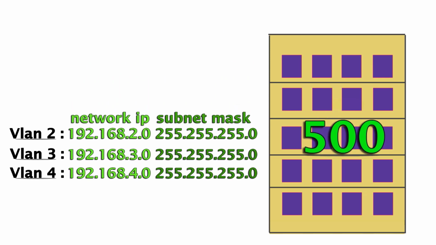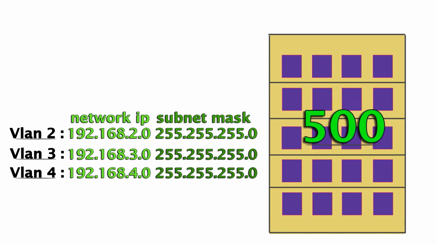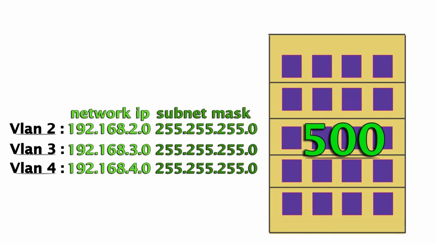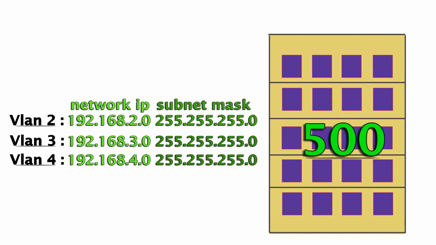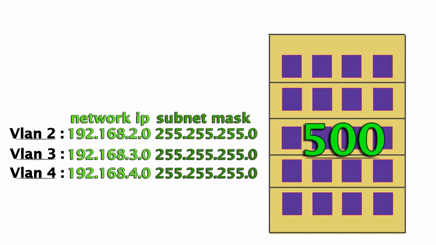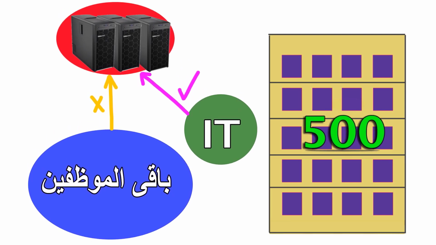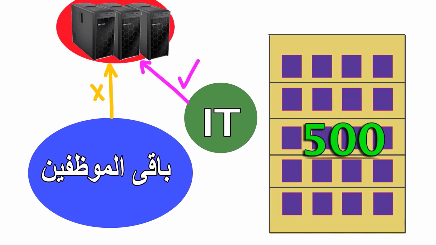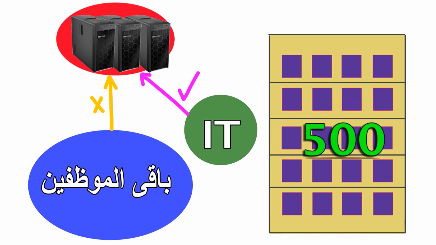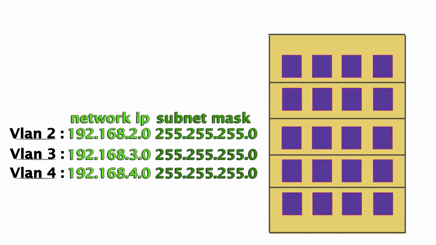One VLAN is not enough, so we will make more than one VLAN. The first reason is that we want to distribute more IPs. The second reason is that I am preventing VLANs from talking to others. For example, I want to create a VLAN for servers and a VLAN for IT employees, and I allow the IT VLAN to access the servers' VLAN, while the VLANs of the other employees cannot access it. So this is the second reason.